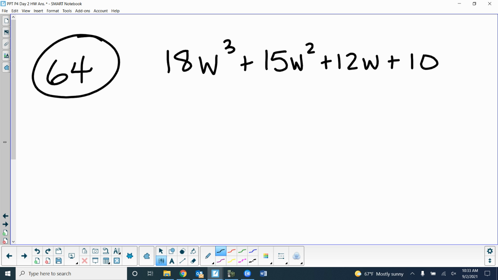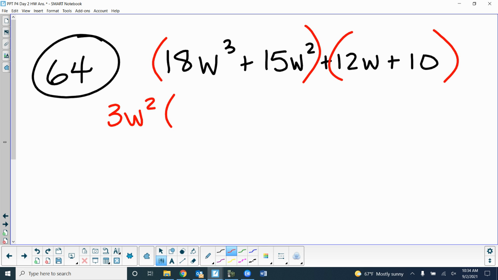No. It looks like, if you look at the 18, 12, and 10, they're all even. If you look at the 18, 15, 12, 3 goes to all those, they have a W, but not all 4 of them have a GCF. So we group it. So what comes out of the first group? 3W squared, right? What comes out of the second group? 2. That's it, right?